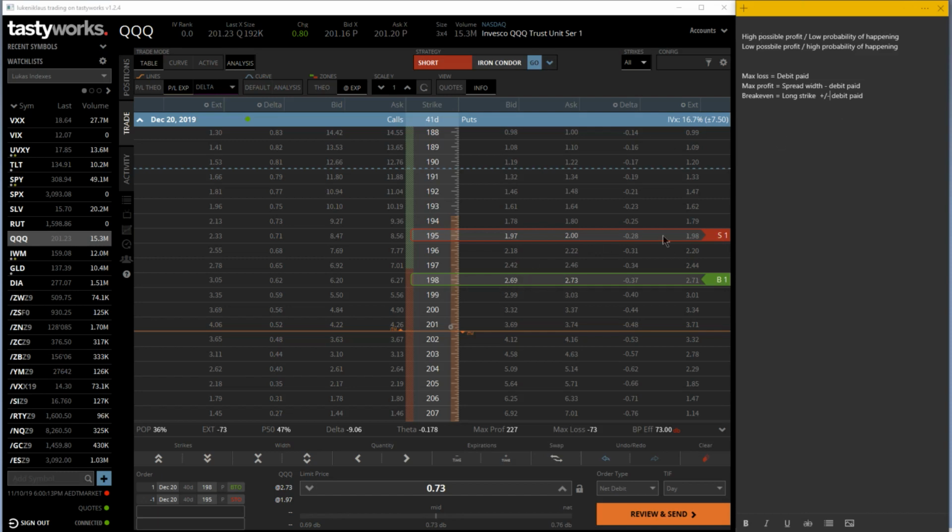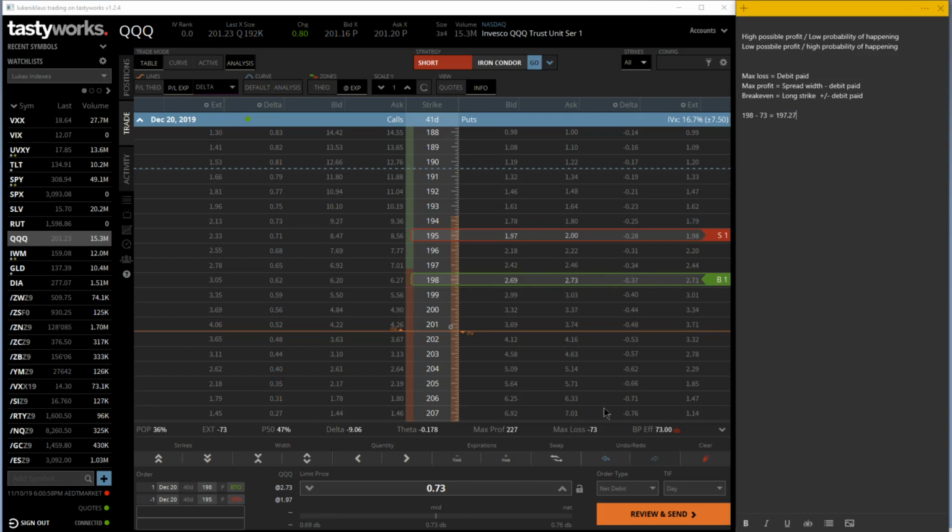So with 198, and we want it to go down, so we subtract the debit that I'm paying for this, which is 0.73. So that would have to go to 197.27. So that's the break even, and suddenly it gets even harder, because 197.27 is probably a 35% probability.